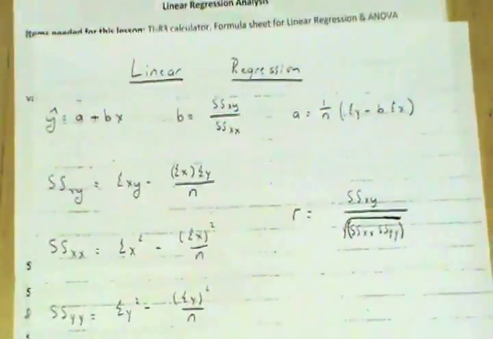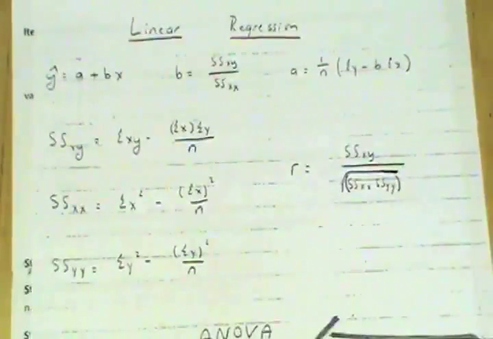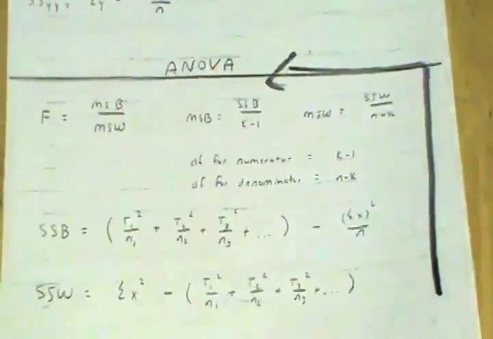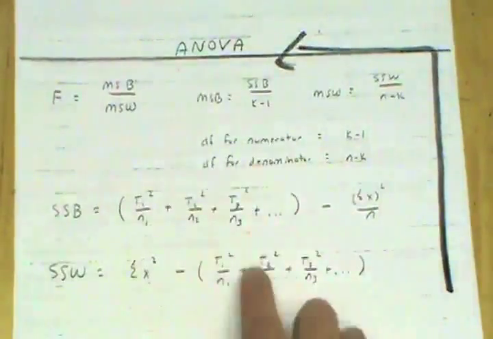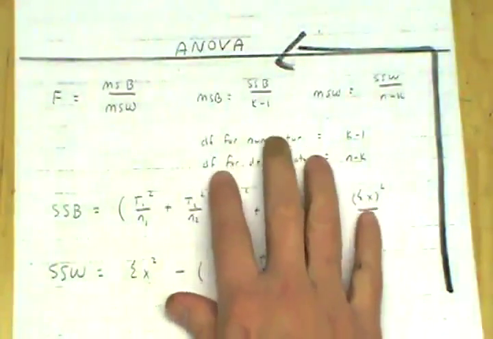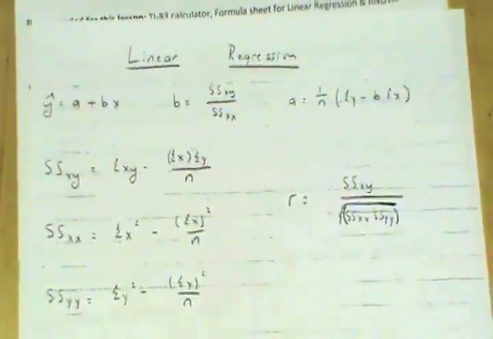On the top half is the linear regression formulas, and then on the bottom half, I'll scroll up, is the analysis of variance. That's what ANOVA stands for, formulas, and this will be the lesson that we're going to do next week. So let's leave that second half alone. We're just going to concentrate on the top half formulas, and we're going to come back to that in just a minute.